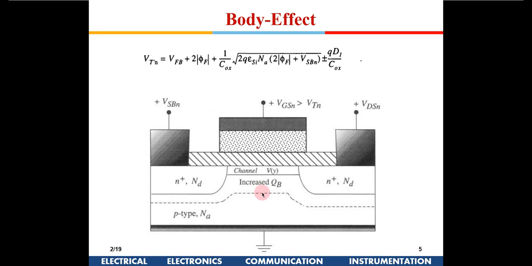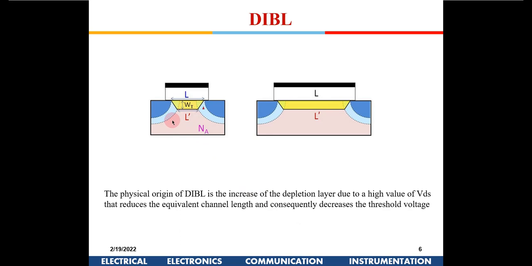Now there was one doubt: when we talked about DIBL, we said that when we increase the source or the drain voltage, then the threshold voltage decreases. In this particular case, when you increase the source and the drain voltage, the depletion layer comes into the channel region and decreases the length of the channel, and it increases the threshold voltage. Here the channel length is getting decreased because of the voltages available at the source and the drain.